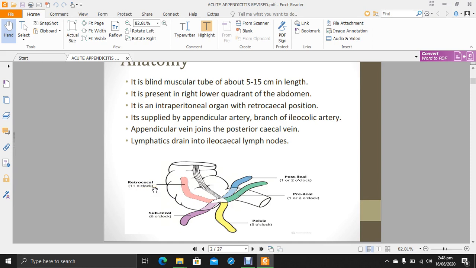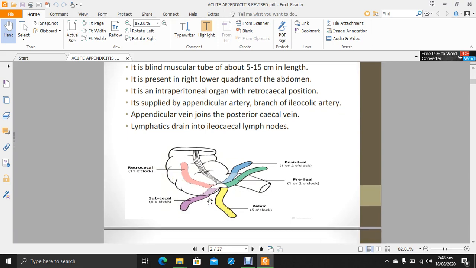Up to 70%, the appendix lies in the retrocecal position, the 11 o'clock position, and up to 20% in the pelvic position. And these are the clock positions. If you consider the dial of a clock, it will be easy: this is the 1 or 2 o'clock position, this is the 5 o'clock position, 6 o'clock position, 11 o'clock position, and so on. So these are the different positions.